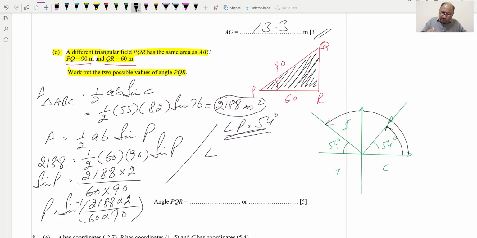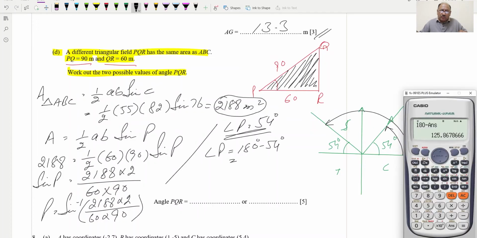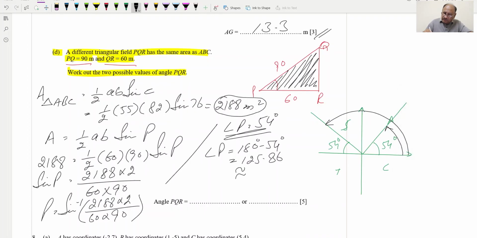So angle P for the second option will be 180 minus 54 degrees, and this will be equal to how much? 180 minus 54 is equal to 125.86, approximately 126 degrees. So the answer will be 54 degrees and the second option will be 126 degrees, and this is the 5-mark question which we have done.